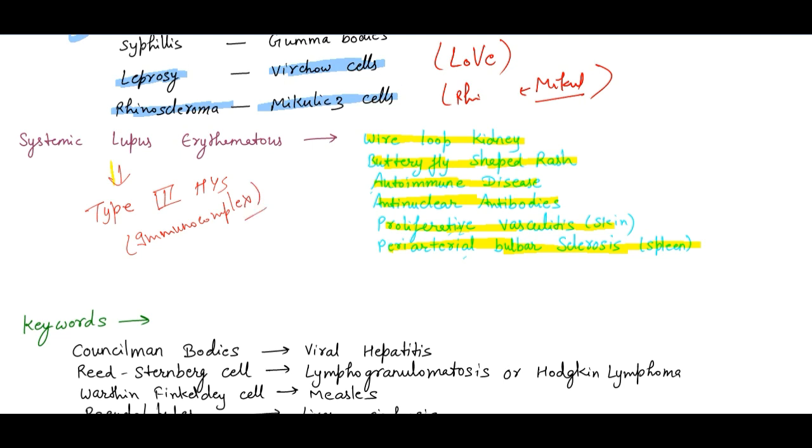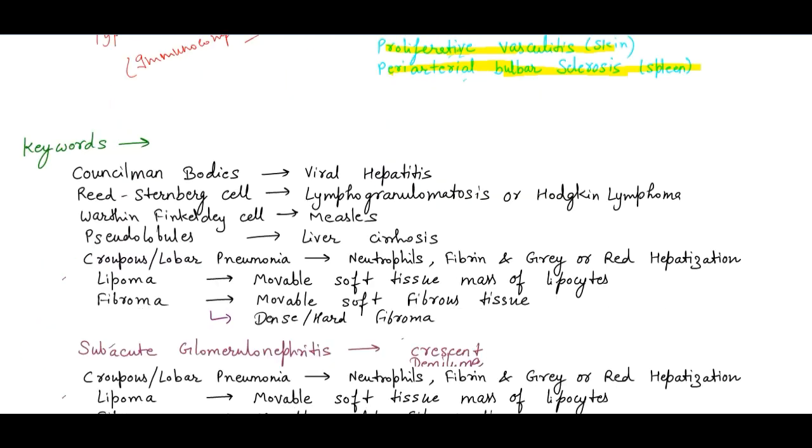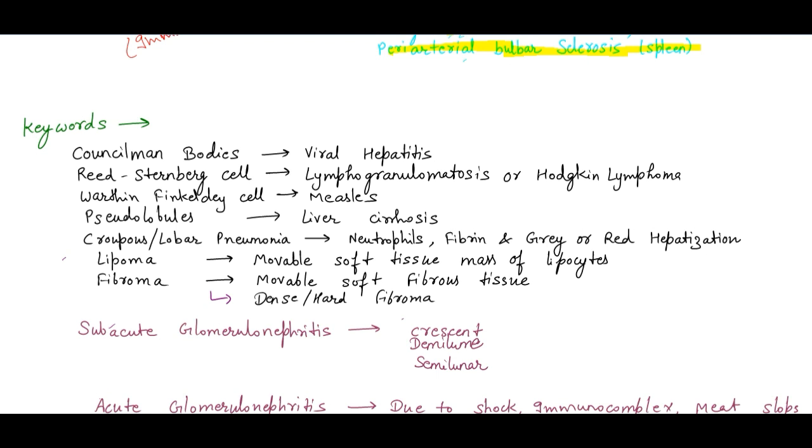The next is about keywords. There are some keywords, not so many. I already discussed Councilman bodies in viral hepatitis, Reed-Sternberg cells in lymphogranulomatous or Hodgkin lymphoma. We will study it in pathophysiology. Warthin-Finkeldey cells are seen in measles, pseudolobules in liver cirrhosis. Then croupous lobar pneumonia.